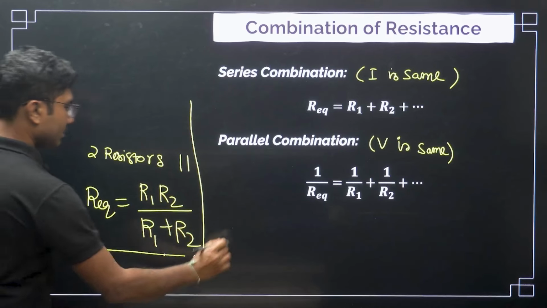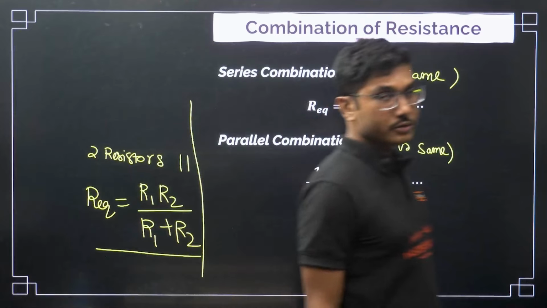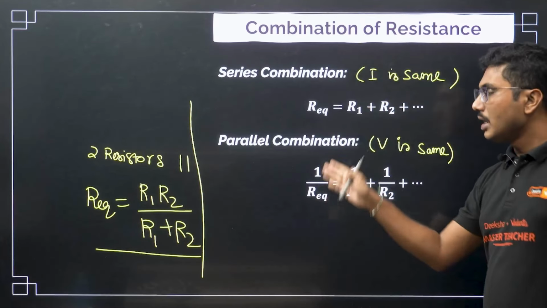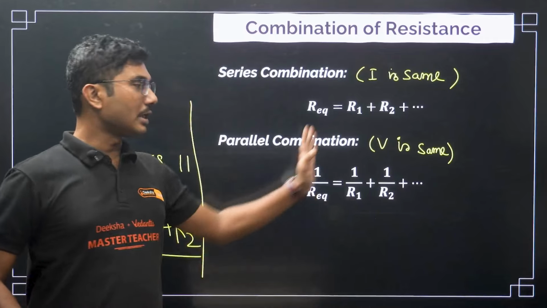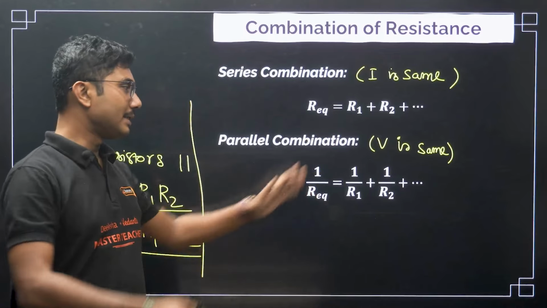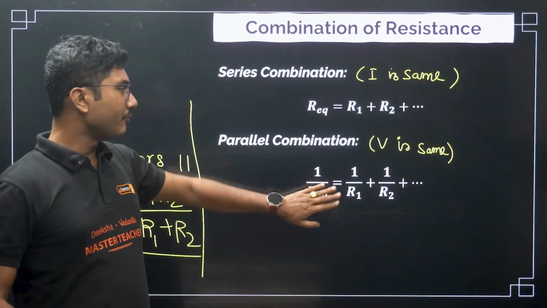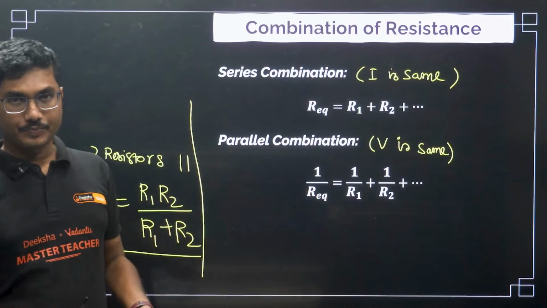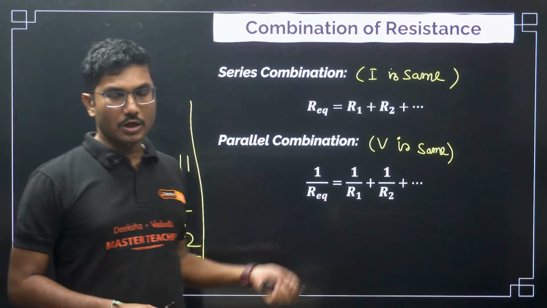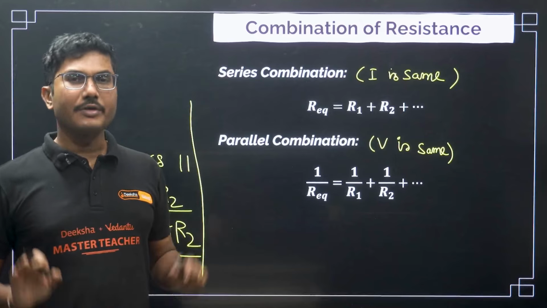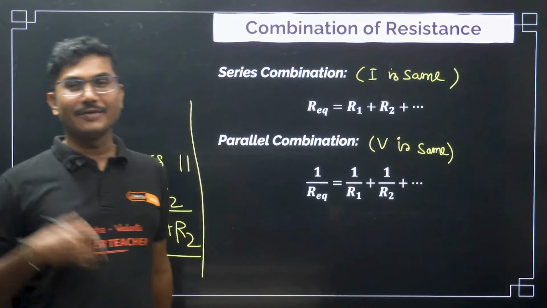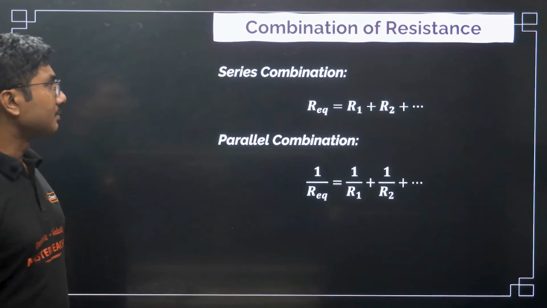Remember this. I have seen students, while solving parallel combination questions, solve the right hand side properly, but on the left hand side they forget to take the inverse. So you have to take the reciprocal on both sides. Reciprocal on both sides is very, very important, essential to find the final R equivalent.